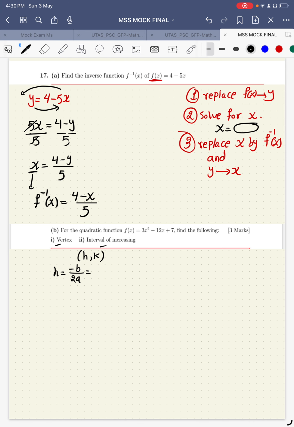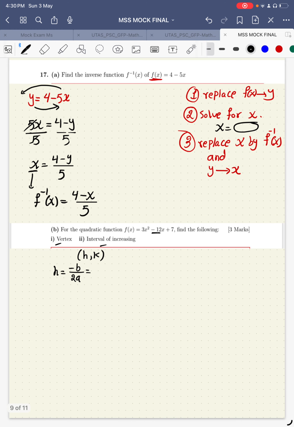So let's find h. In that case, what is my b? It is minus 12. Remember, b is the coefficient of x, so the coefficient of x here is minus 12. So I'm going to have minus 12 divided by 2 times a. What is a? a is the coefficient of x squared. So a is 3. Minus with minus is positive, and 12 divided by 6 is 2 if I use the calculator. So that's my h. My h is 2.